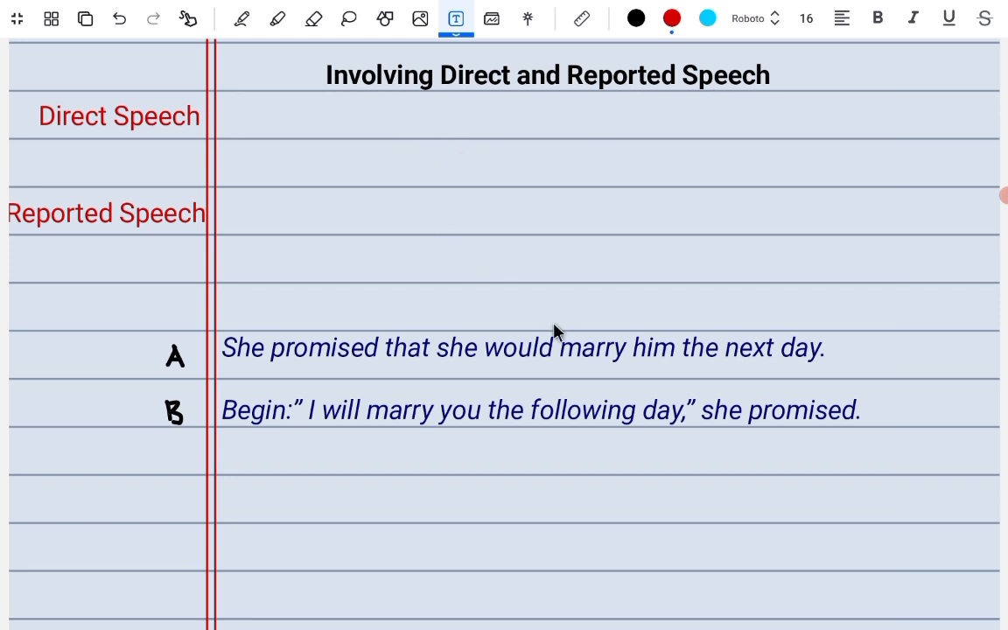Okay, so here I have two sentences. She promised that she would marry him the next day. Then this other one says, "I will marry you the following day," she promised. So we're going to see which one is direct speech and which one is reported speech between the two. Okay, this is very easy. We just need to understand the basic rules, the concepts that are behind these things. So let's look at what a direct speech is and what a reported speech is.